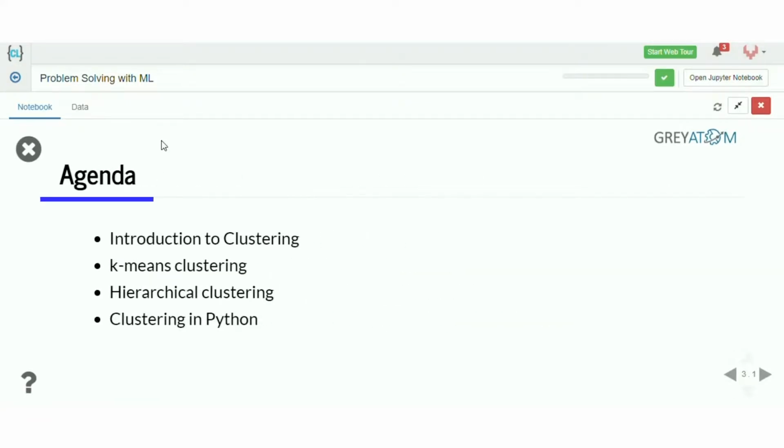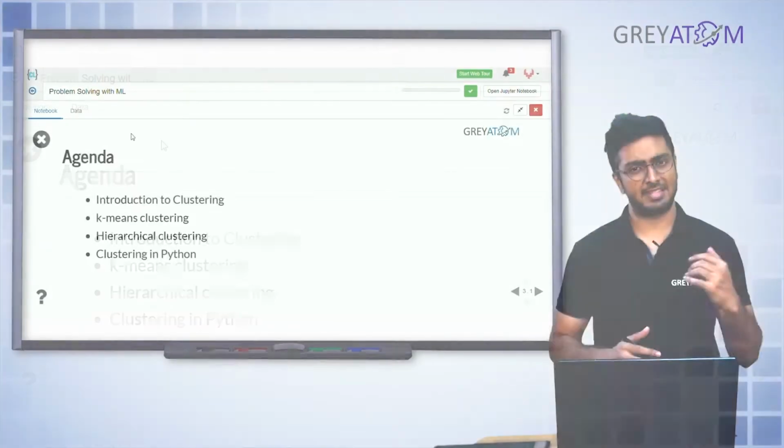So we have an introduction to clustering, which is going to be a short session. Then we are going to talk a lot about k-means clustering, and then there's something called hierarchical clustering. So we are going to talk in detail about both of those techniques, and then we are going to see how that is implemented in Python, basically using scikit or any other library. So that's the agenda for the day.